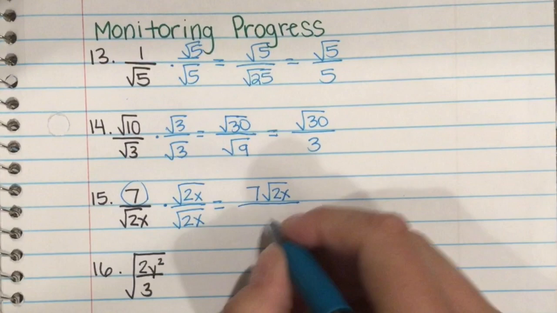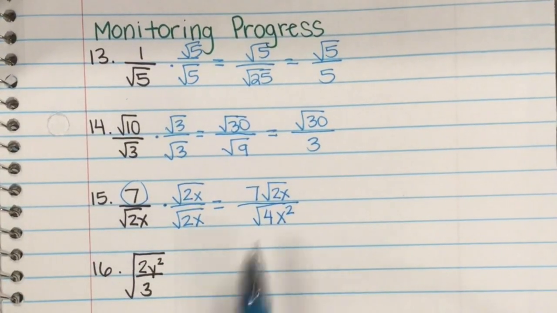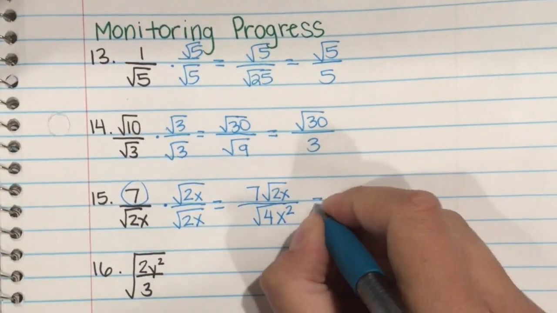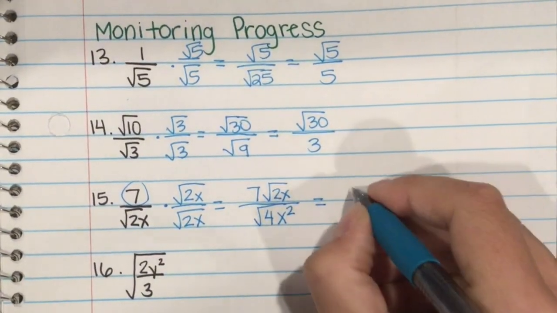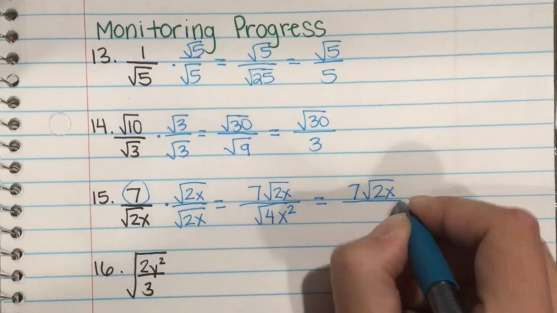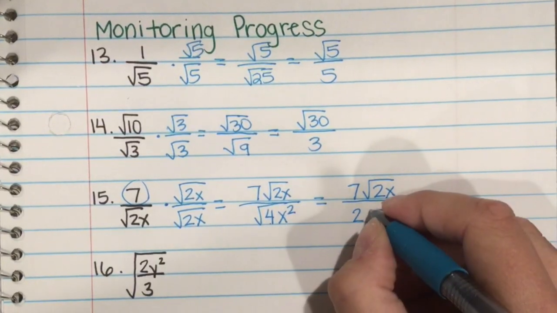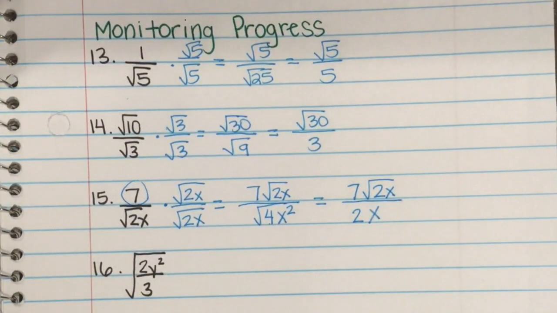In the denominator, I have the square root of 4x squared. And again, in my denominator, I now have perfect squares that can be simplified. So my numerator will stay the same. And then in the denominator, the square root of 4 is 2, and the square root of x squared is x. So that is my final answer.